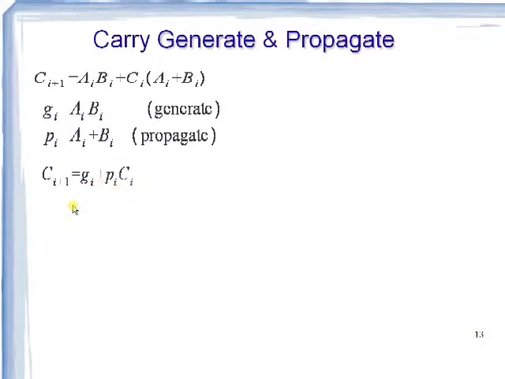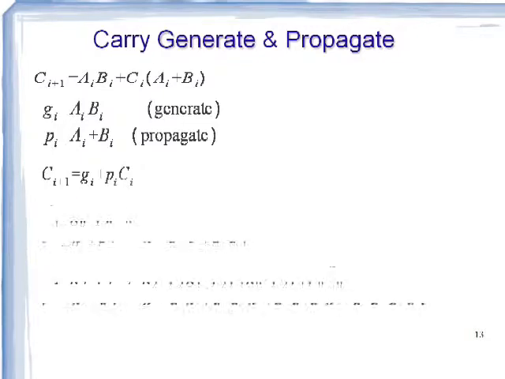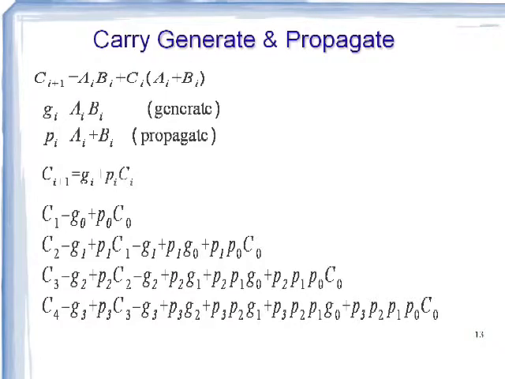Now we'll calculate the carries for all the stages, from C0 to C3. Here, C1 equals G0 plus P0 C0, and C2 is G1 plus P1 C1. Just substituting the values of i: if i equals 0, then it becomes 0 plus 1, that is 1. If i equals 1, then it becomes 2. If i equals 2, then it becomes 3. So these are the expressions that we got for the carries.